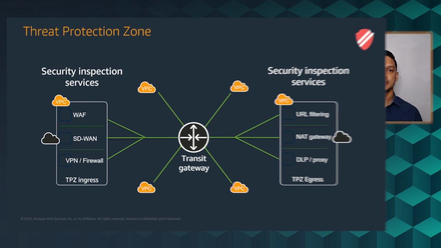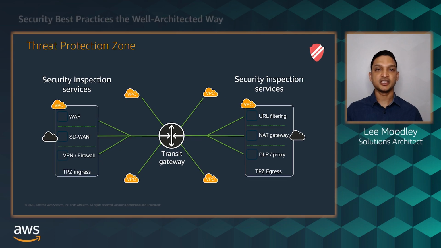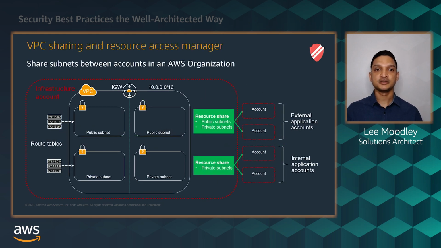hundreds of accounts. On the left-hand side, it gives you the ability to have fine-grained control of traffic coming into your VPC, and on the right-hand side, the same amount of control for traffic leaving your VPC, as well as the ability for additional monitoring such as URL filtering or DLP proxies. In this example architecture, the transit gateway is the center point of control that's giving you that fine-grained access to your network traffic. There are many different types of architectures that you can deploy depending on your requirements.